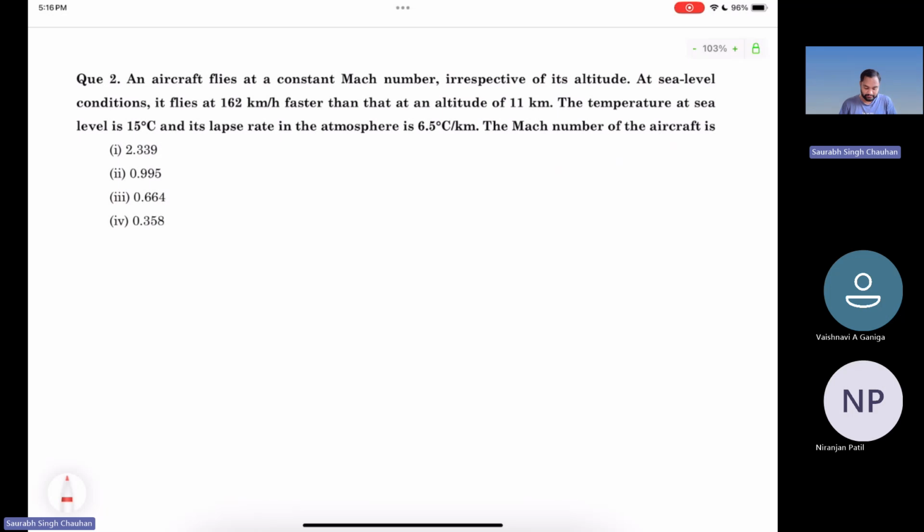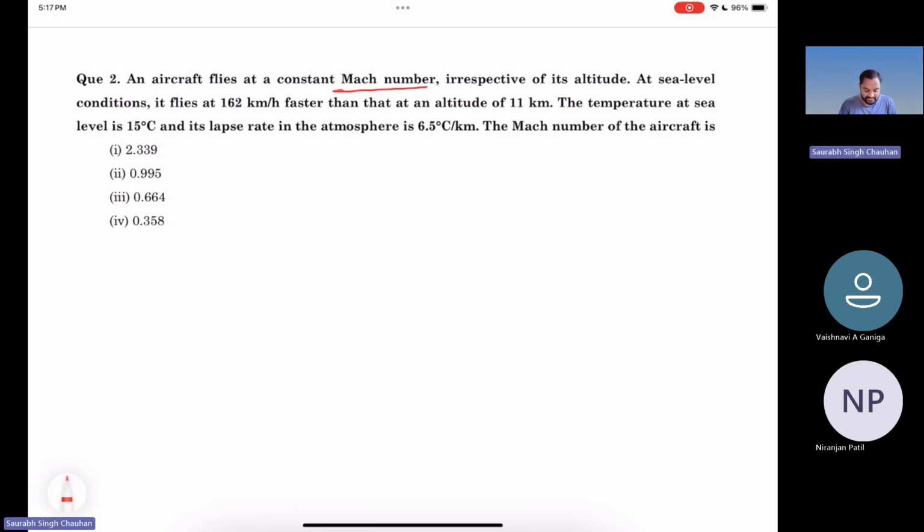Question number 2. It is given that an aircraft flies at a constant Mach number. So in this question, the Mach number is constant, irrespective of its altitude. Even if the altitude is changing, the Mach number will not change. It will remain constant. It is given.